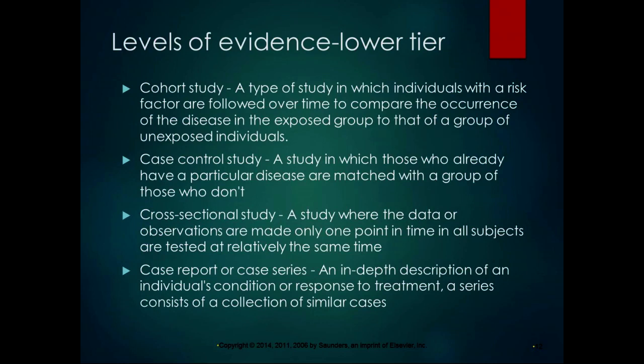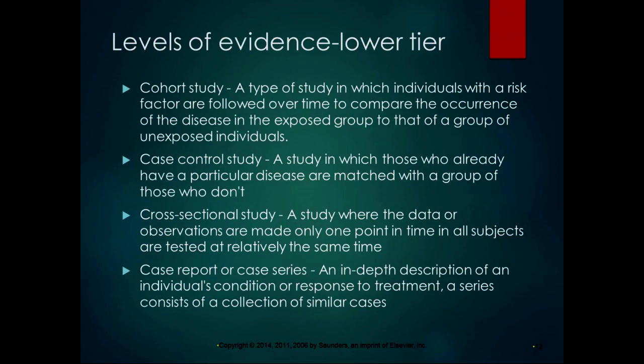A cross-sectional study is a study where the data or observations are made at just one point in time, and all of the subjects are tested at relatively the same time. So that's the difference between the cross-sectional study and the cohort and case control studies: the cohort and case control are over time, and the cross-sectional study is just one time. It's just like a static picture. Usually, in a cross-sectional study, they're trying to describe relationships between a disease condition or factors of disease that exist in a specific population at a given time. So it's more trying to characterize the disease than trying to establish cause and effect.